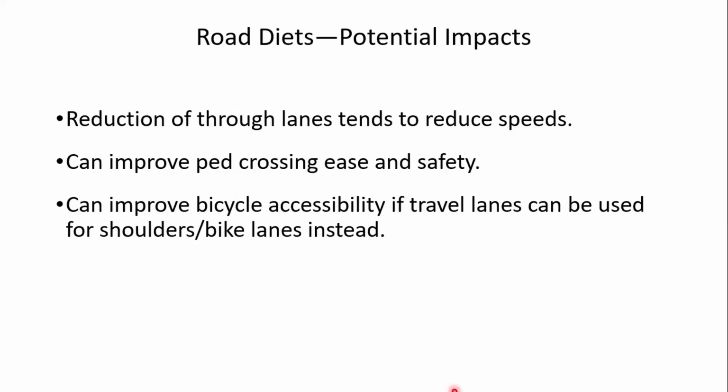Potential impacts: I mentioned that reducing the through lanes tends to reduce speed. You can also narrow the lanes to reduce speeds. Pedestrian crossings are improved, usually made easier. And you can improve bike accessibility if the travel lanes can be used for shoulders or bike lanes instead.